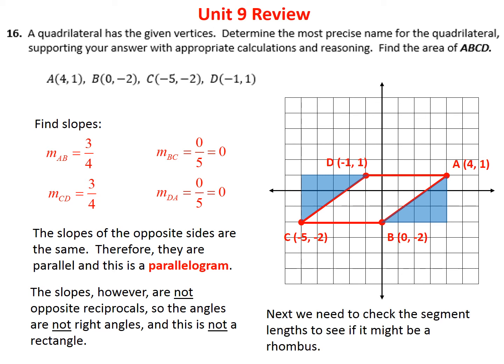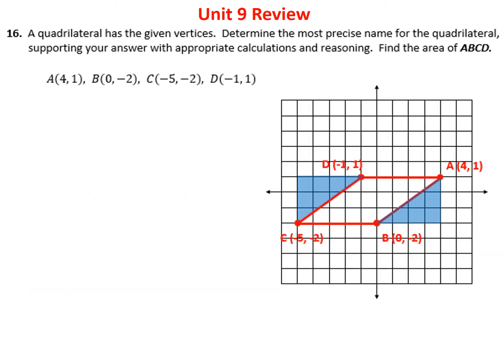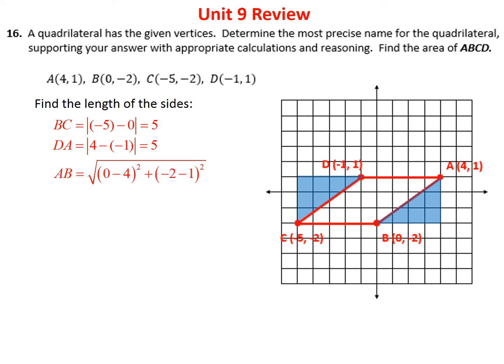So now we need to check the segment lengths to see if it might be a rhombus. Let's find the length of the sides. First of all, I can look at the bottom here and just count the squares and see that it's 5. Or I can do 0 subtract minus 5, which is 5. So that's 5. And I notice DA at the top is also 5. I can count them again. So let's look at what the other sides are. Well, if I do the distance formula, 0 minus 4, I get negative 4 squared and negative 3 squared.